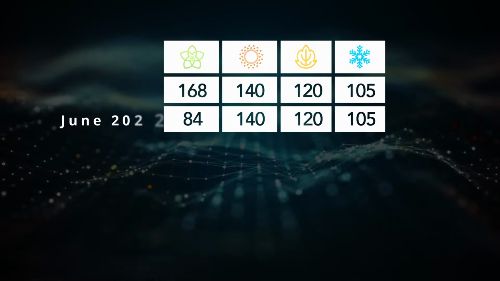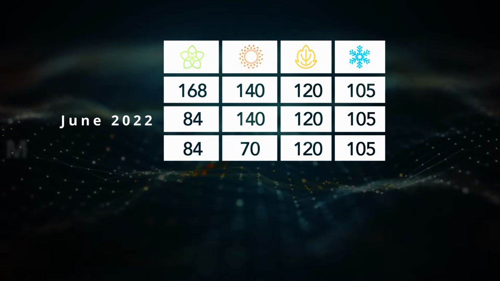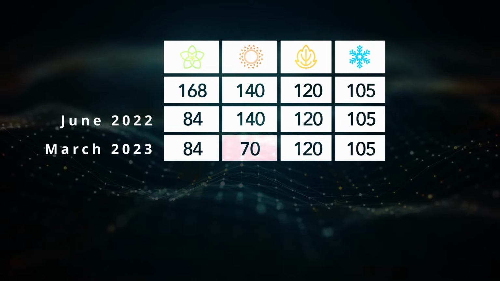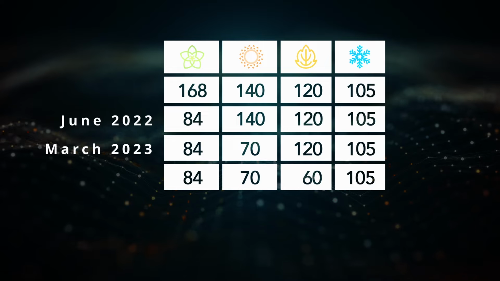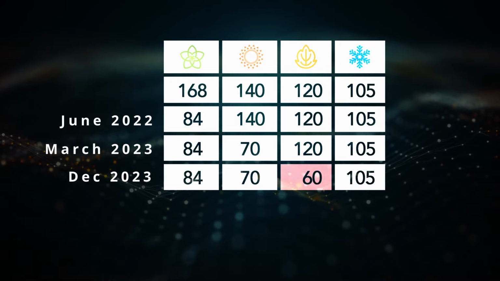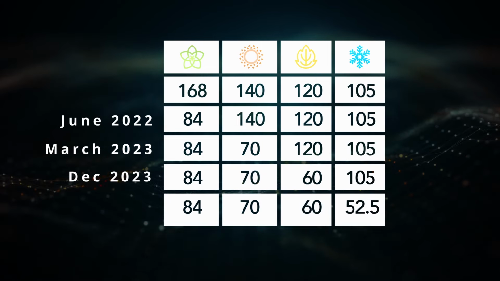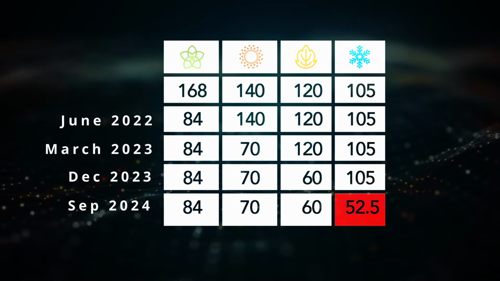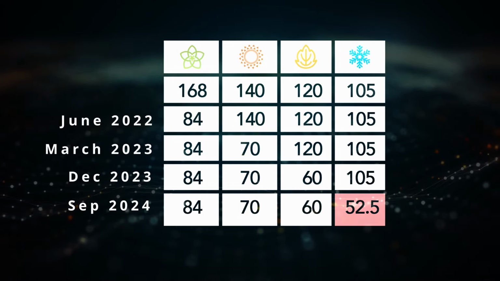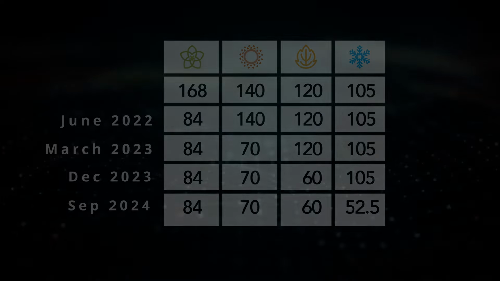In June 2022, spring rewards were reduced to 84. 9 months later, in March 2023, the number of summers in the reward will be 70. 9 months later, in December 2023, autumn's reward will be reduced to 60. And 9 months after that, in September 2024, winter's reward will be 52.5 winters. In this way, every 3 years the number of tokens per reward will be cut in half.